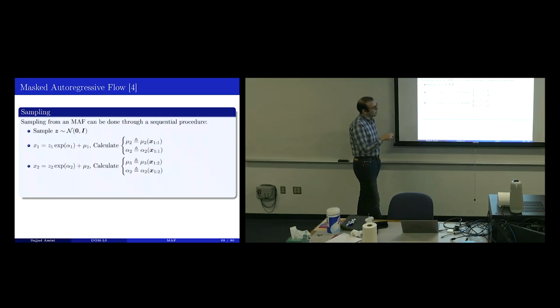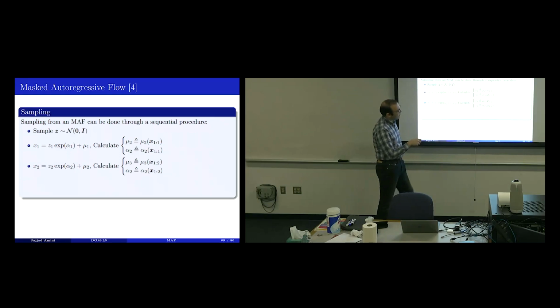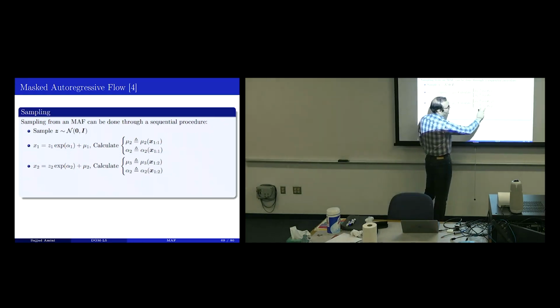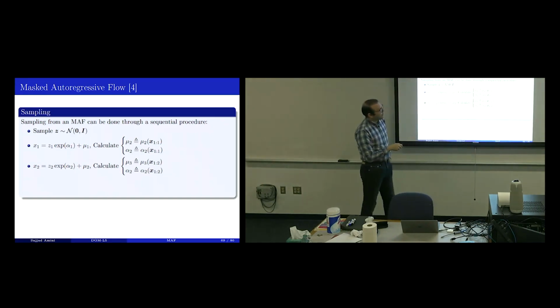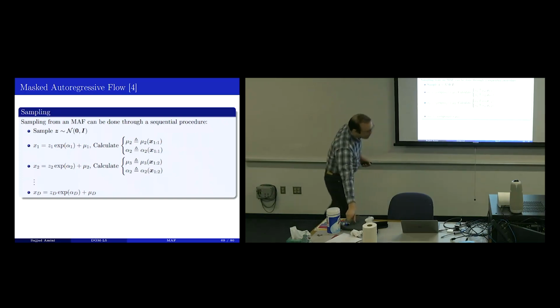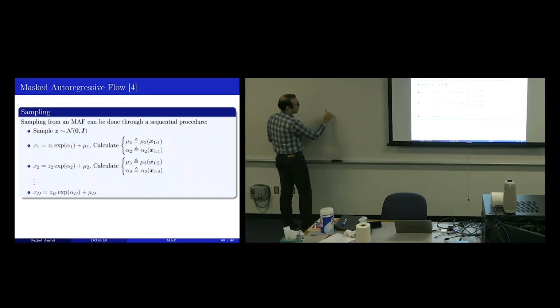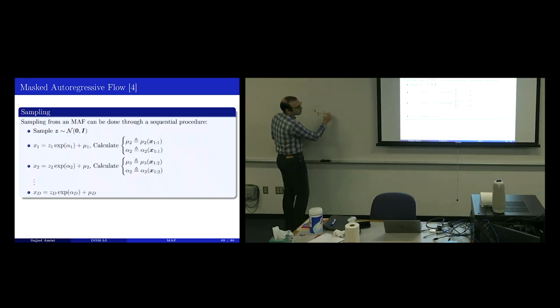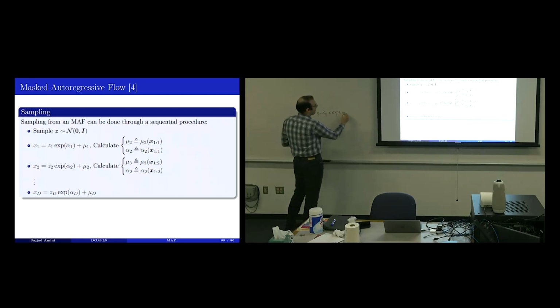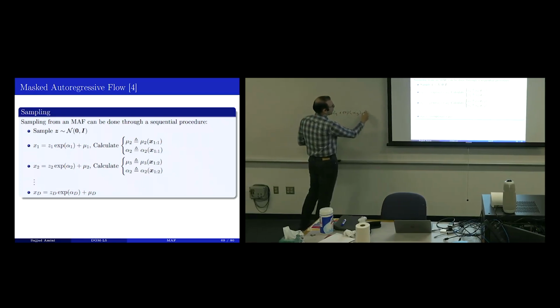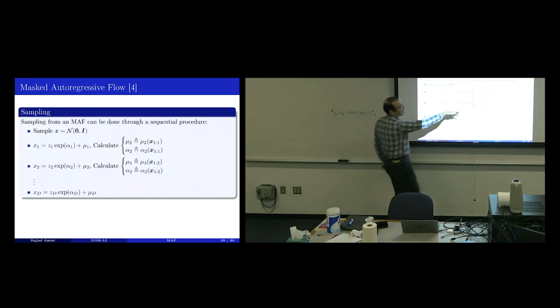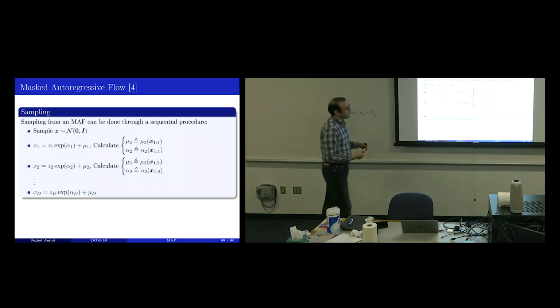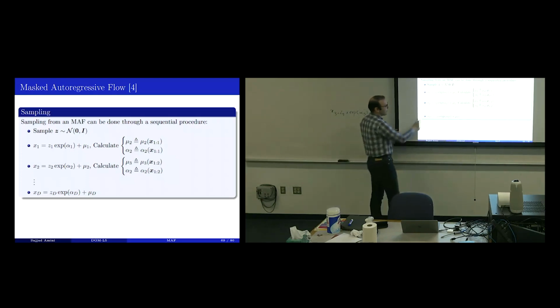my generated sample. Again, if I have access to both x1 and x2, I can calculate mu3 and alpha3. Both of them can be used to generate x3. x3 is z3 times the exponent of alpha3 plus mu3. And these two, alpha3 and mu3, are calculated previously. And you can continue this procedure until you can calculate xd.